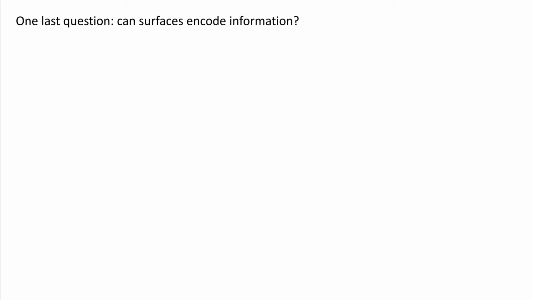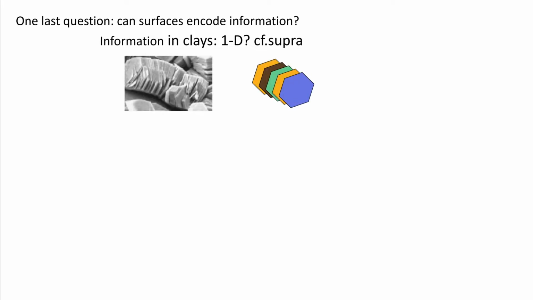This is very interesting conceptually. It helps you to think outside the box, but most of this is, once again, just chemistry on paper. There have been very few attempts at testing parts of these hypotheses, and the results are not conclusive. But still, there is a question that is very important. Can surfaces, or can minerals in general, encode information? Could there be, for example, one-dimensional information in clays?